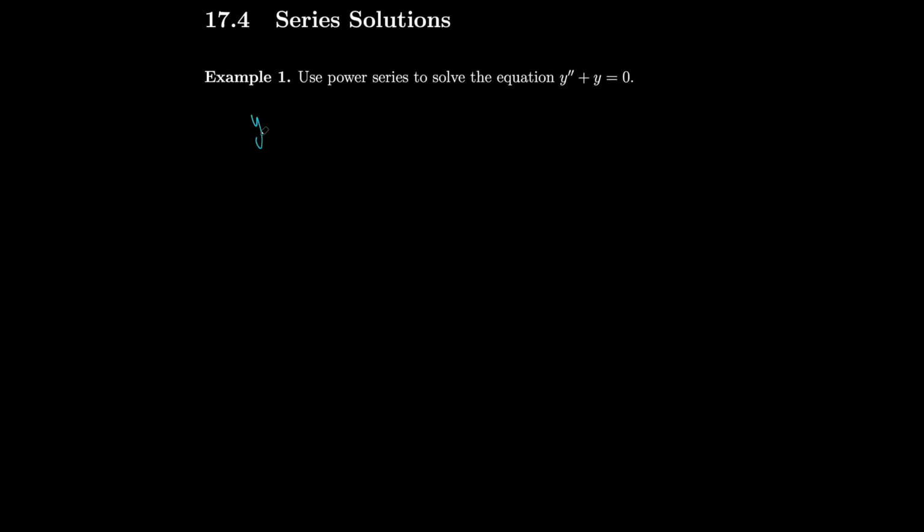So we'll set our solution y equal to a power series, so it'll have some first constant c0 and then some constant c1 times x plus another constant c2 times x squared plus c3 times x cubed, and so on. And we can write that using sigma notation as the series from n equals 0 to infinity of cn x to the n.